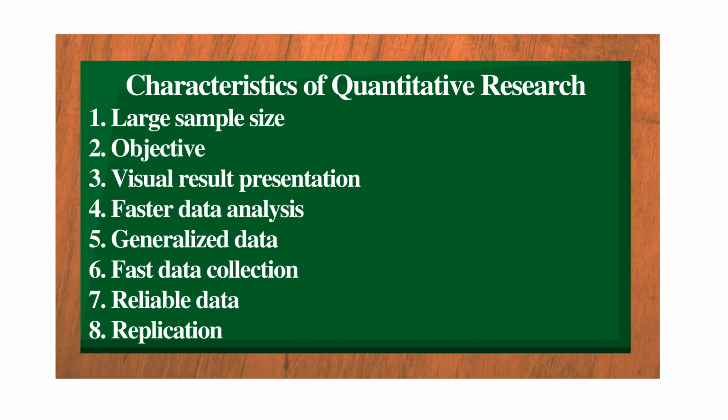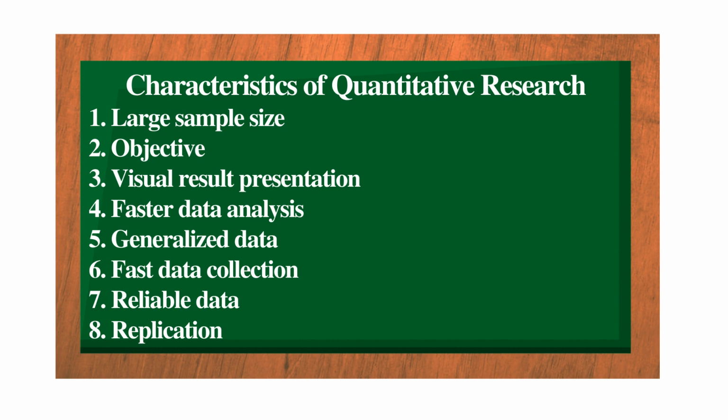Large sample size. To obtain more meaningful statistical results, the data must come from a large sample size. Objective. Data gathering and analysis of results are done accurately, objectively, and unaffected by the researcher's intuition and personal guesses. Visual result presentation. Data is numerical, which makes presentation through graphs, charts, and tables possible and better for conveyance and interpretation. Faster data analysis. The use of statistical tools gives way to a less time-consuming data analysis.